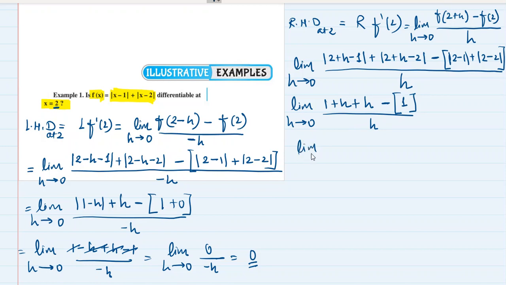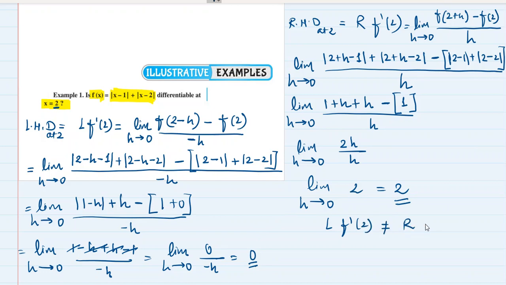Okay, so limit when h tends to 0 of 2h by h, that is limit when h tends to 0 of 2. Now we know that the limit of a constant number is always the same number. When h tends to 0 doesn't matter, right? So the answer is 2. So what is the left hand limit? It is 0. What is the right hand limit? It is 2. So LHD at 2 is not equal to RHD at 2.